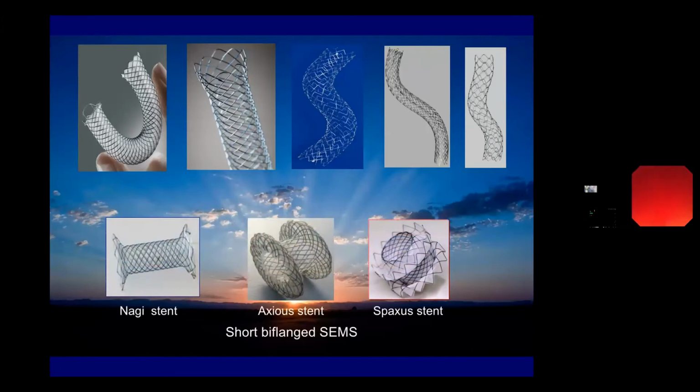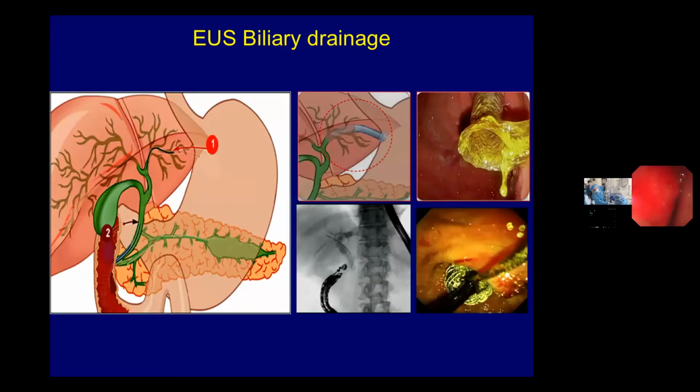They're getting very specialized for each use. For example, for pancreatic fluid, we use specialized stents. We have different stents for left or right hepatic duct and so on. I think there are going to be huge new technologies coming in this area.